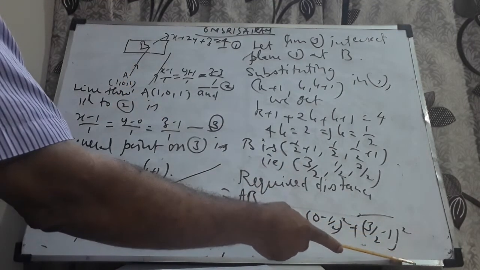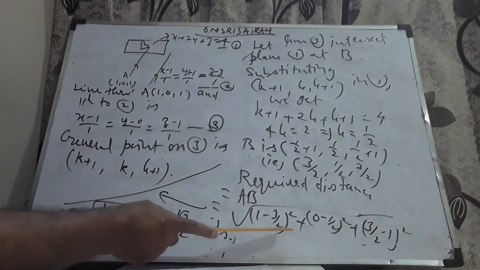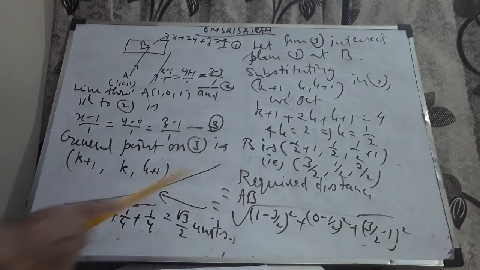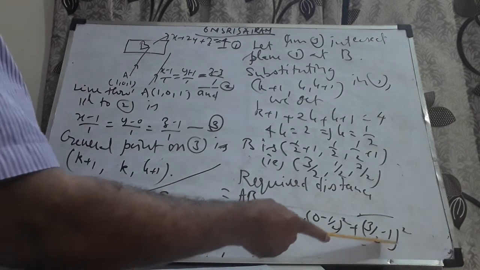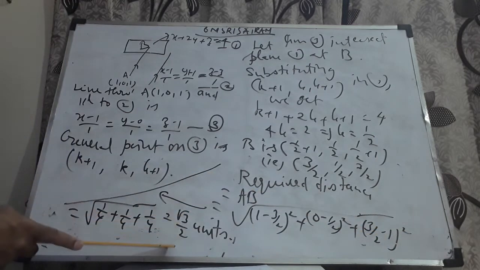Better write 1 minus 3 by 2 here again. Now for taking LCM, that is minus half whole square, 1 by 4, 1 by 4. This is also 1 by 4. Now for root 3 by 2, units will be the answer. Units, sorry, not square units, units. Simply a distance. Okay? That is how it is being done.